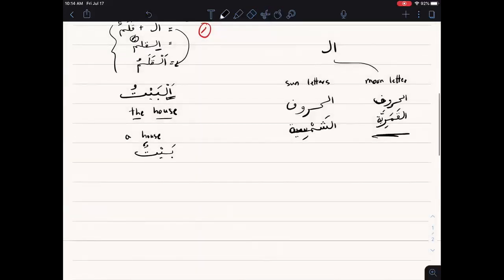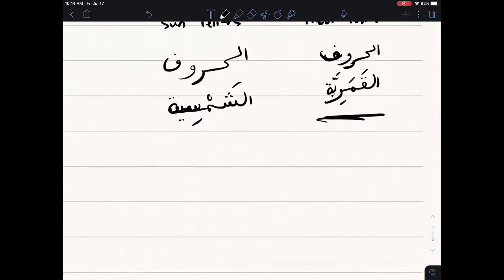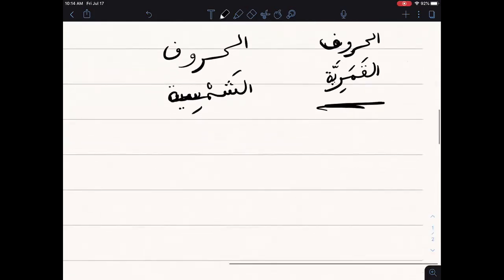Qamar is moon. Then any letter in here that is a huruf qamariya, you will pronounce the lam. For example, al babu. Okay, you see now I'm pronouncing the lam, al babu, right?